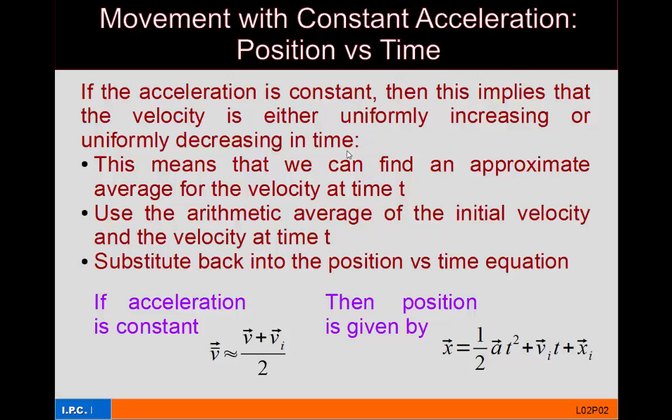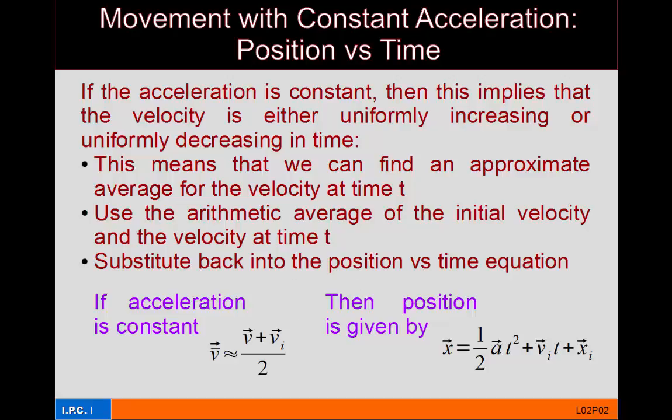So we can make a nice approximation for the average velocity, and it turns out, by the way, that this is not just an approximation, it is a true average velocity, which is that you can use this sort of arithmetic average of initial velocity and velocity at time t to give you the average velocity for the interval whose duration is t. And so basically we're saying that the average velocity is v plus v initial over 2. So that's the average velocity from 0 to t. So then that can be substituted back into the position versus time equation.